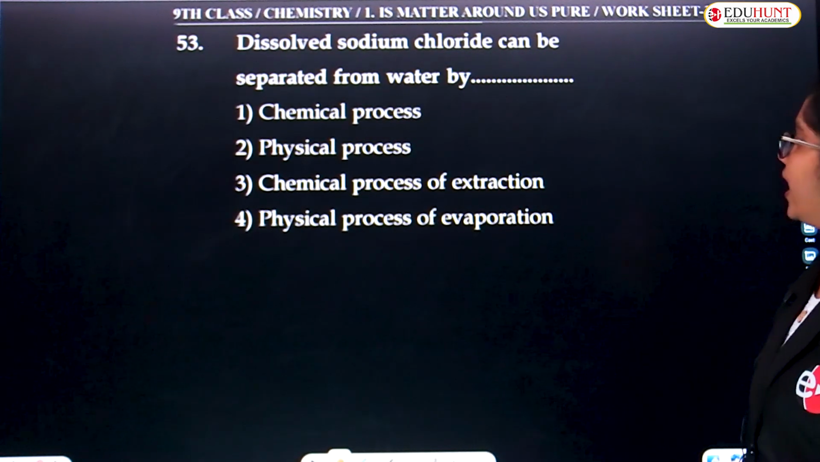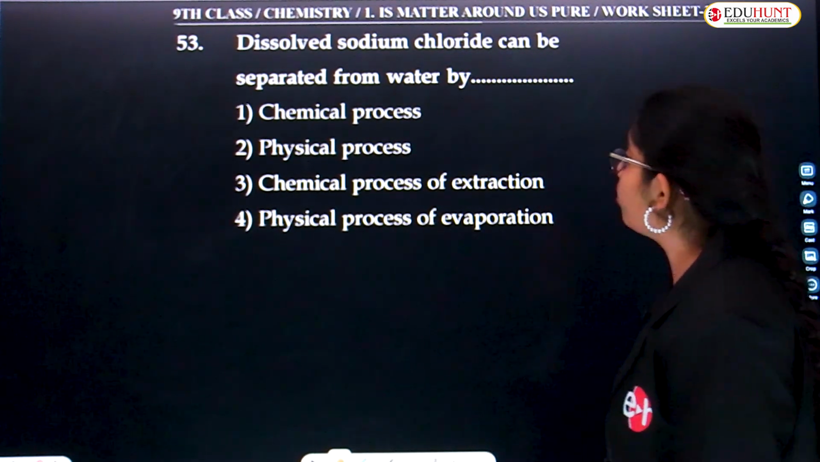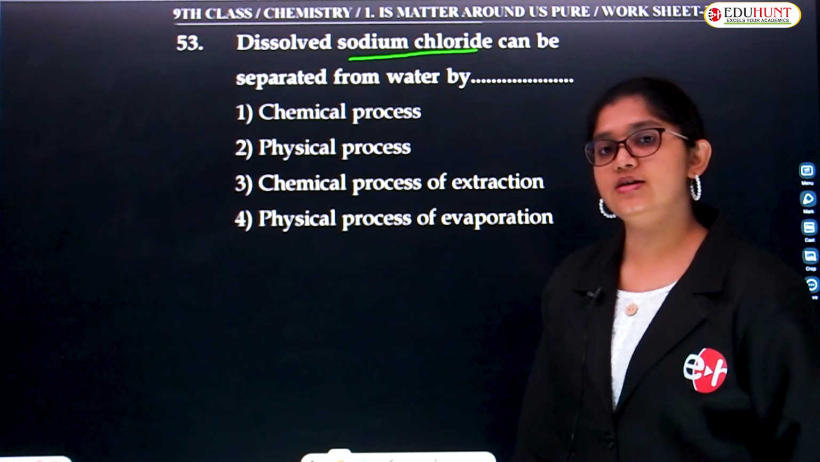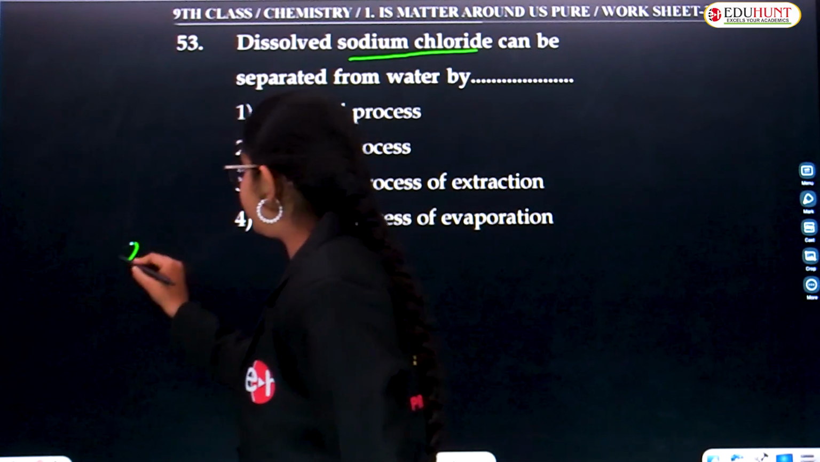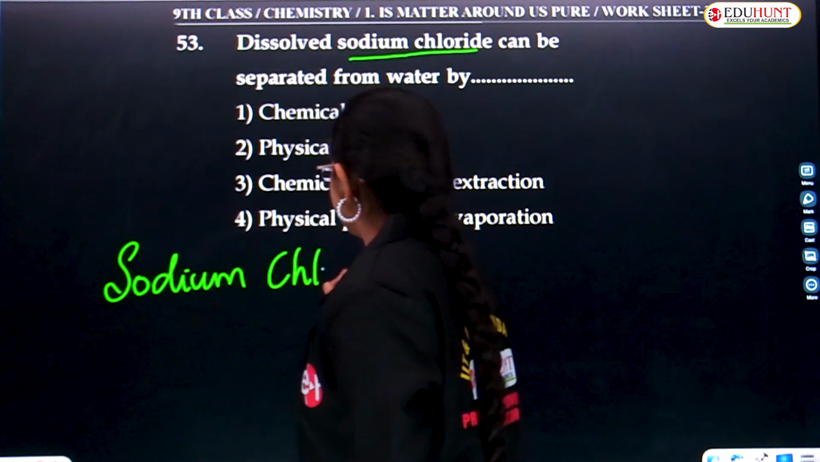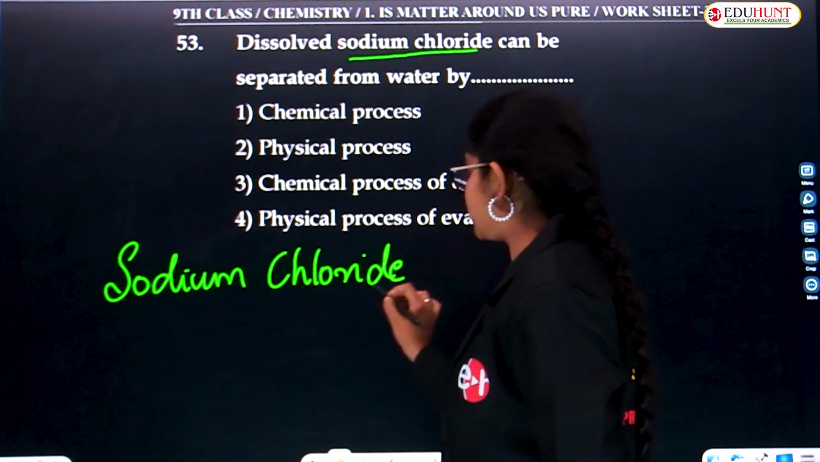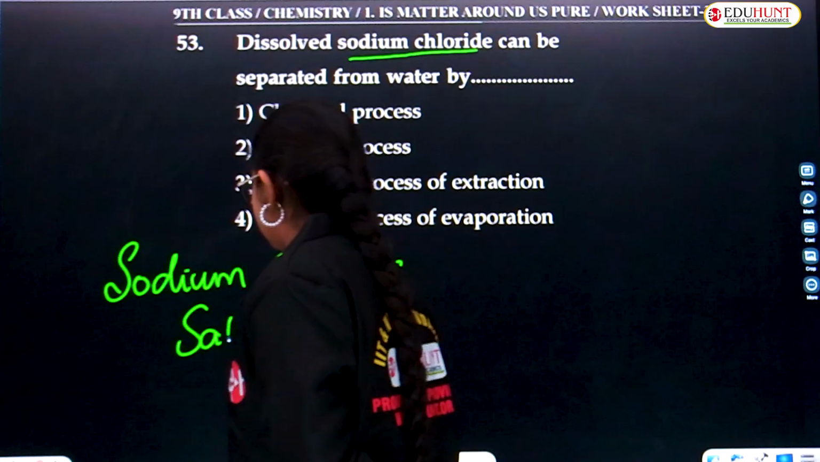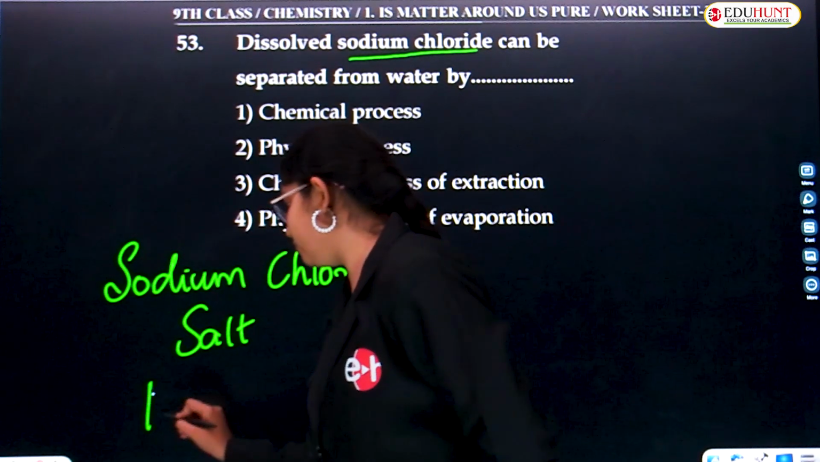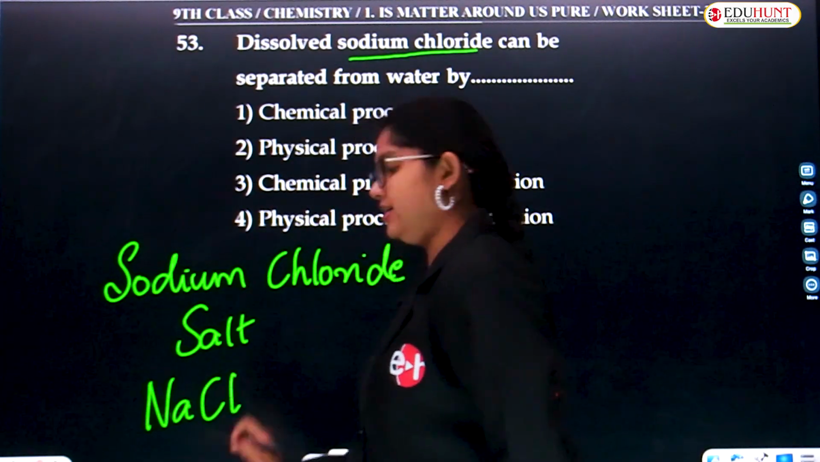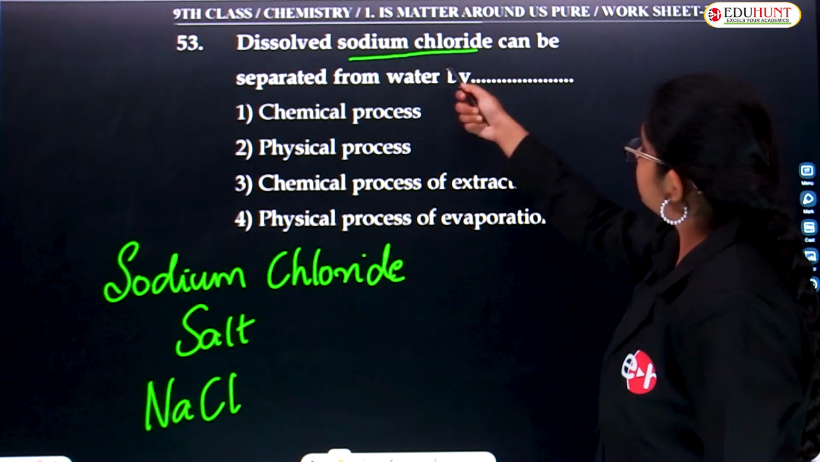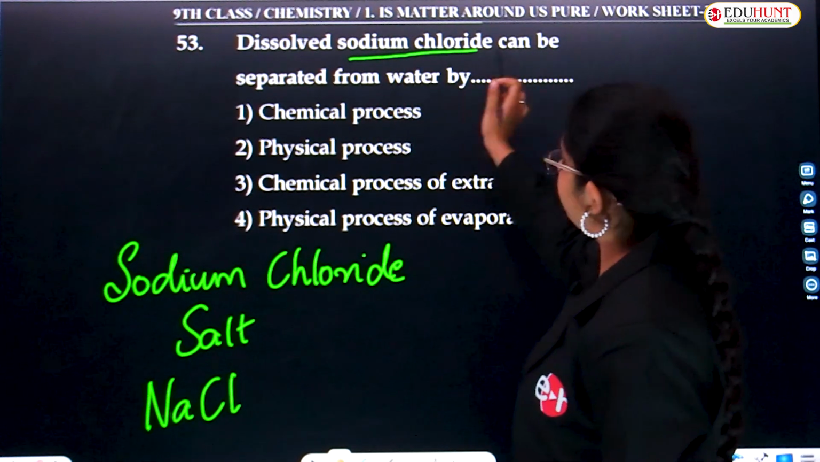Dissolved sodium chloride can be separated from water by. Okay. See, sodium chloride is nothing but salt. Okay, I'll write here. Sodium chloride is nothing but salt. Which salt? Common salt we can say, table salt we can say. Okay, what is the formula now? NaCl. So, this is dissolved. Dissolved sodium chloride can be separated from water by.